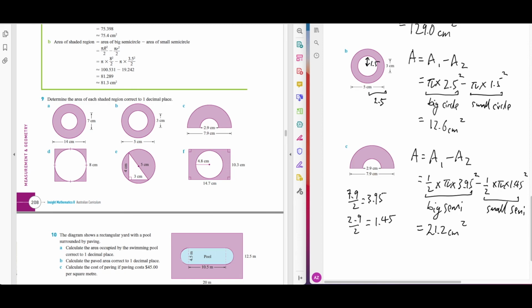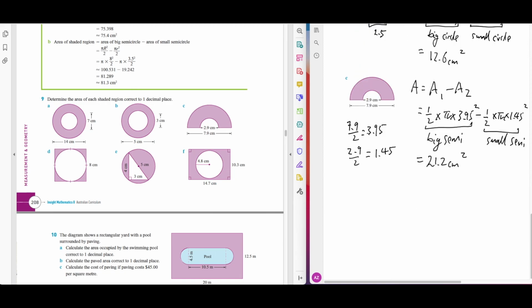Okay, I'm just going to do one more then, so you guys have the full understanding. I'll just do F, okay? So for this one, I mean, they didn't go through this example in the textbook, but it should be quite obvious what you need to do here. So the area of the shaded part is equal to, as always, we just write A1 take away A2. Now, what's A1 going to be? Well, A1 is just going to be this rectangle, right? Is it clear? It's a rectangle, right?